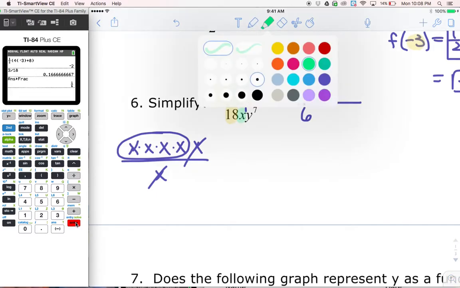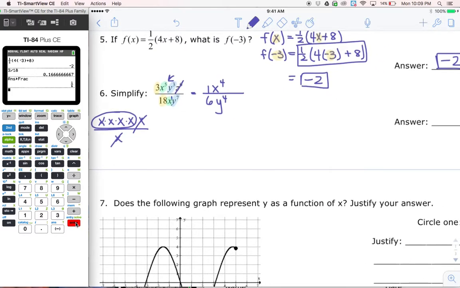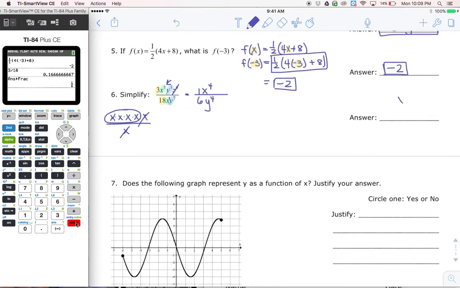Let's go ahead and look at our y's. Here we go. We got y to the 3rd. Y to the 7th means it's bigger on the bottom by how many? By 4. The z to the 0 power is just a 1. Anything to the 0 power is 1. Don't write it. I'm not going to write the 1. So we're going to have x to the 4th power over 6y to the 4th.